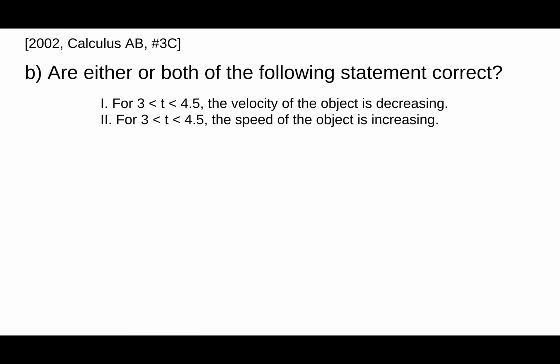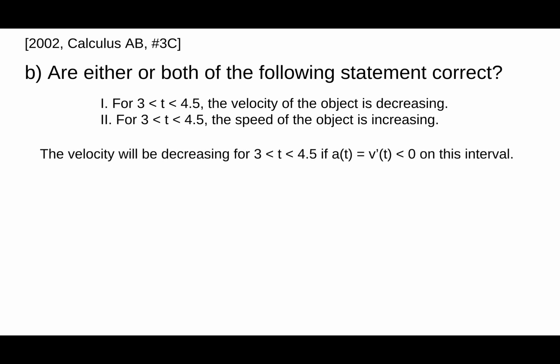In part B of this question, we are asked to determine whether both or either, really, of the following statements are correct. The first statement is that for t between 3 and 4.5, the velocity of the object is decreasing. Statement 2 is that for t between 3 and 4.5, the speed of the object is increasing, and we have to determine whether either of these statements is true, and if so, which ones.